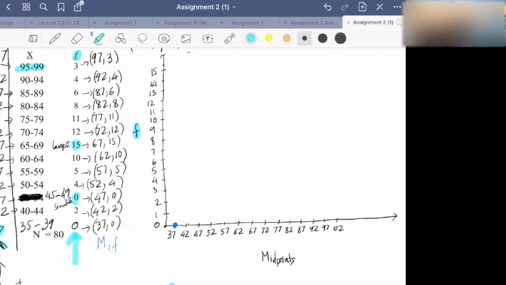The next point is 42, 2. 42 is the class midpoint, which is right here. And 2 is the frequency, so it should be right here. So here is the point 42, 2. Okay.